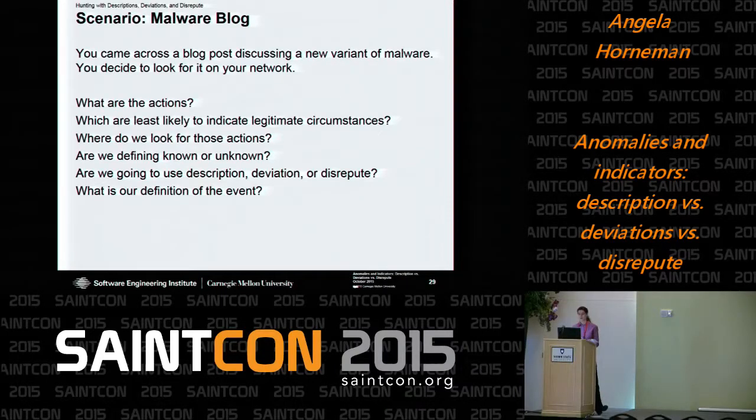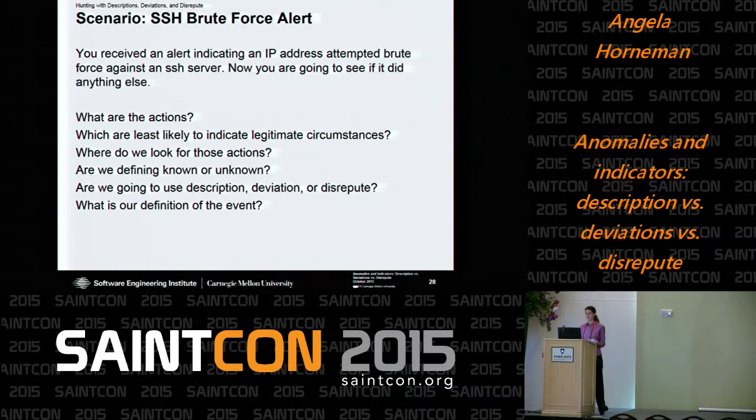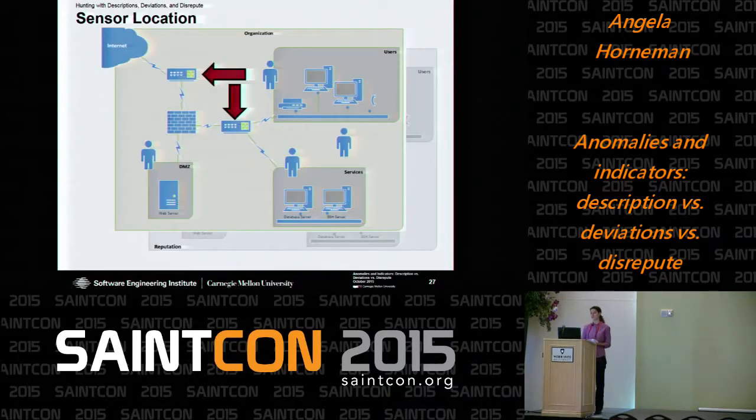A malware blog. So you came across the blog post, it discussed the new variant of malware, you decide to look for it on your network. What are the actions for malware? If we go back here and we think that an action involves an asset, involves an actor. When I say actor, I don't necessarily mean a person. It means some device that itself is initiating the action, usually on behalf of a person.